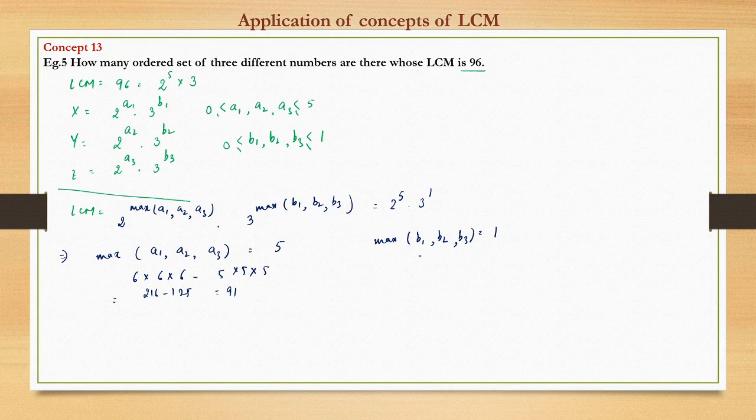And here again, b1 can take how many values? 0, 1, 2 values, so 2 into 2 into 2, minus those cases where none of b1, b2, b3 takes a value equal to 1, that is 0, 0, 0 only. So 1 into 1 into 1. So here it is nothing but 8 minus 1, that is 7. So the total number of ordered pairs, or ordered triplets rather, is nothing but 91 into 7.